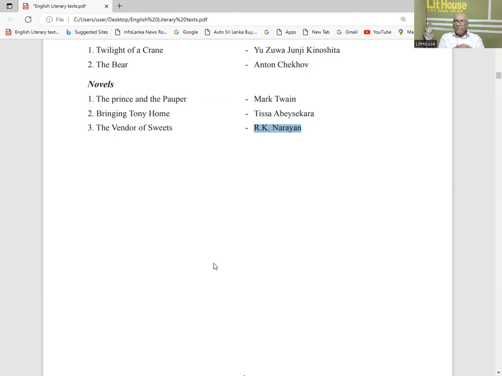The Prince and the Pauper is an original English novel, written by an Englishman, Mark Twain. Mark Twain is an American English writer, right? Therefore, Mark Twain is an original writer of English.